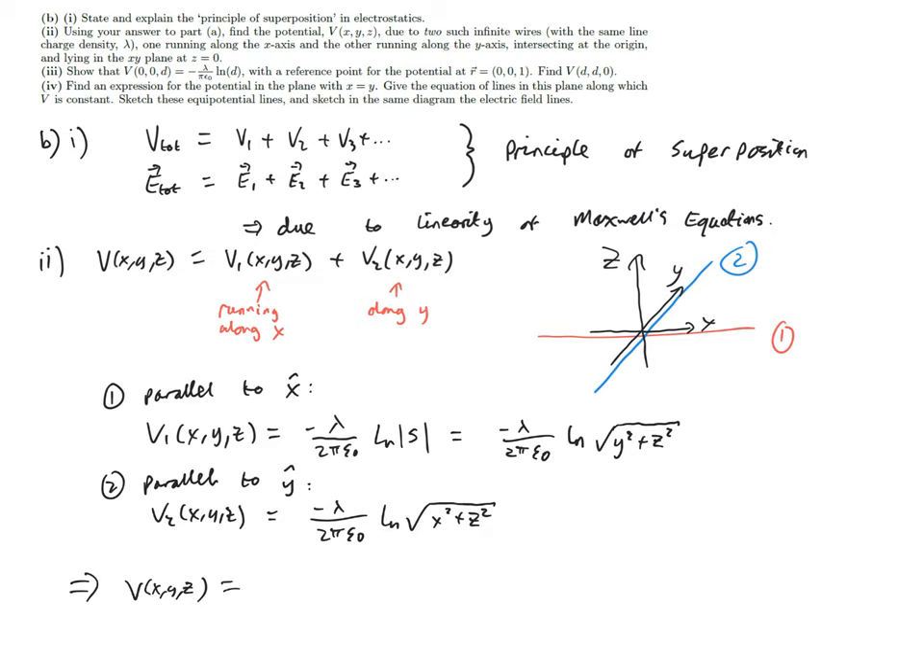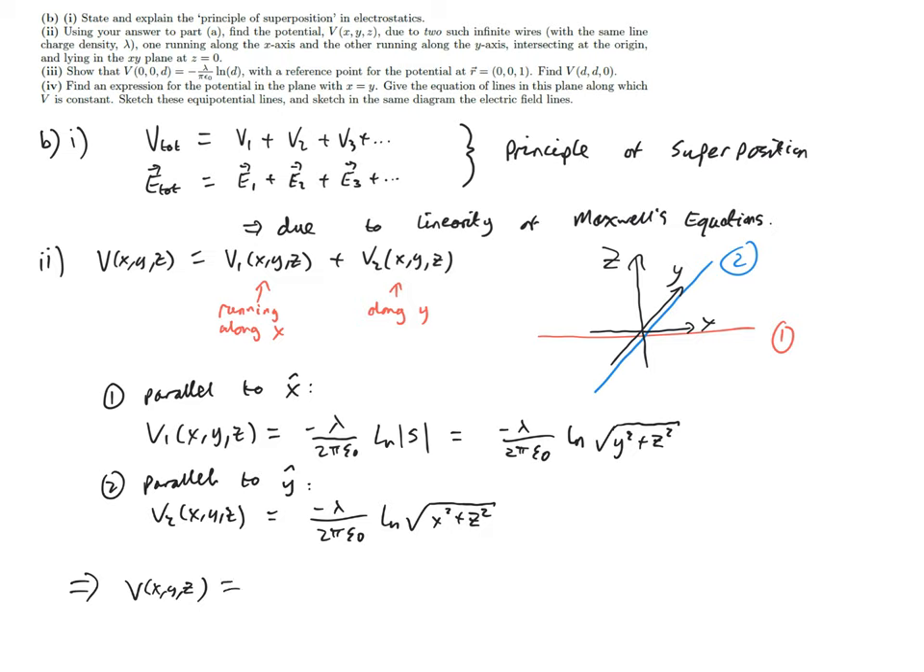Okay, then it also says find v of d, 0. And just by plugging x equals d, y equals d, and z equals d into the full solution, we can easily see that we get the same thing, minus lambda log d over pi epsilon naught. So both of those results are in fact the same.